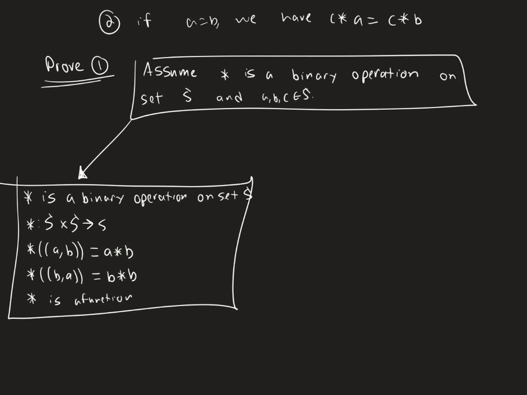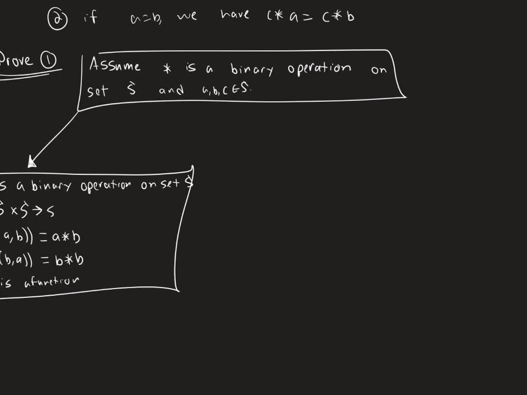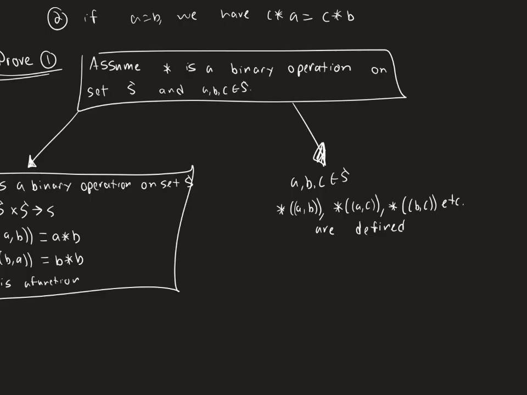Okay, so that's all the stuff there. I guess A, B, C are in S, so A, B, C are elements of S. So I guess that means that star A, B, star A, C, star B, C, etc. are, we'll say, defined. Because all those elements are in S, we're allowed to plug them into our binary function.